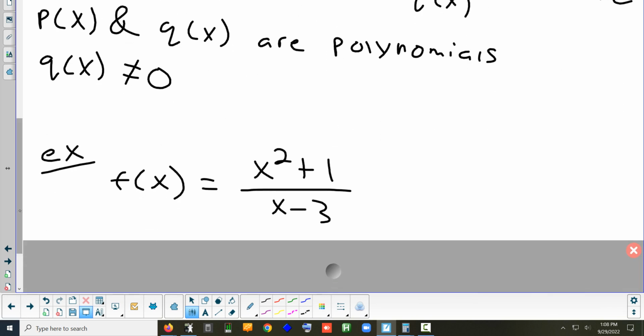So here's an example of a rational function. X squared plus 1 is a quadratic. X minus 3 is a linear polynomial. And when I divide one by the other, I've created a rational function. I know there's a number that I can't use for x there. We'll talk about that in a second.